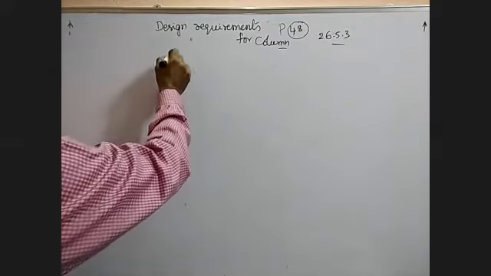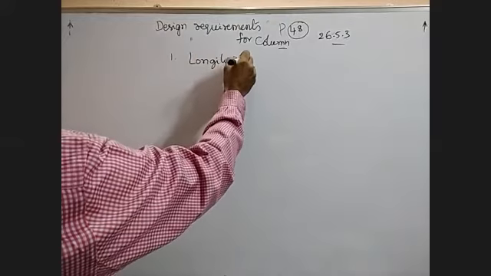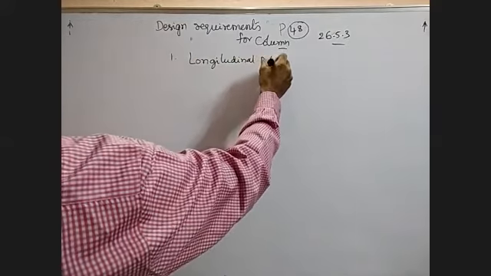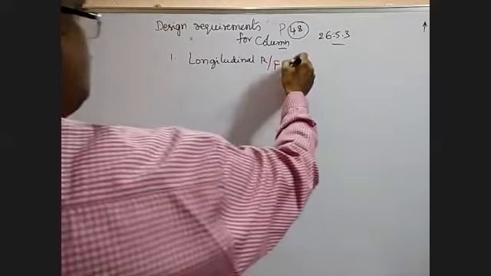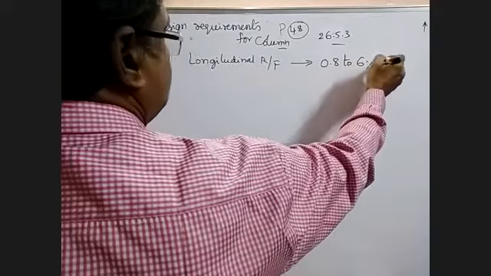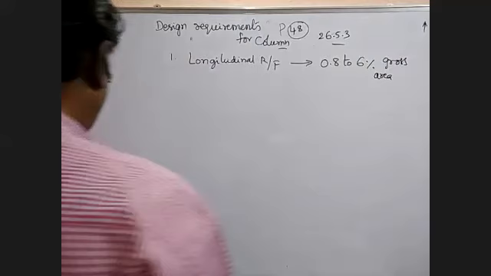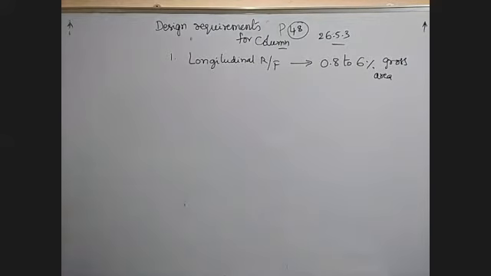The first one is the longitudinal reinforcement. It should be 0.8 to 6% of gross area of the column. Circular, suppose, D comes. Rectangle, then B into D comes. Square, then both are the same. Now the longitudinal reinforcement should be 0.8 to 6%.